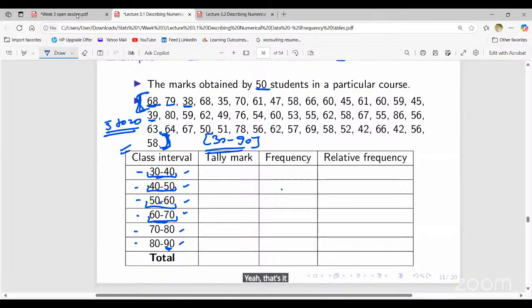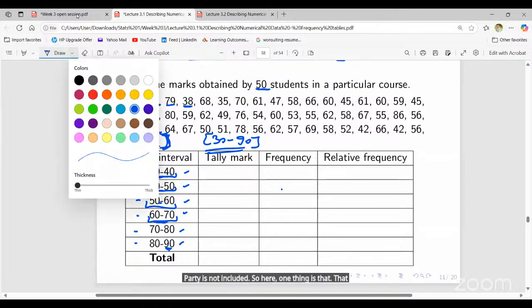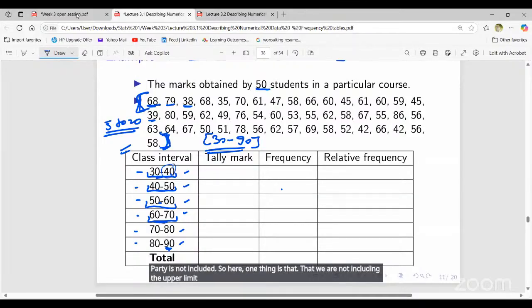Ma'am, in the first interval, whether 40 is included or not? 40 is not included. So here one thing is that we are not including the upper limit. So 40 is not getting included, 50 is not getting included, 60 is not getting included, 70, 80, and 90 are not getting included. Got my point? Yes, ma'am.